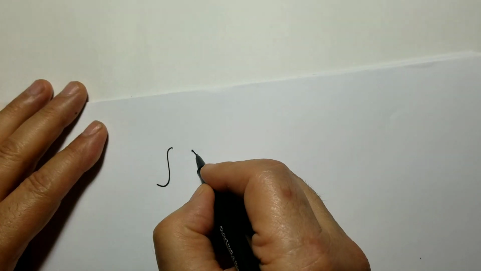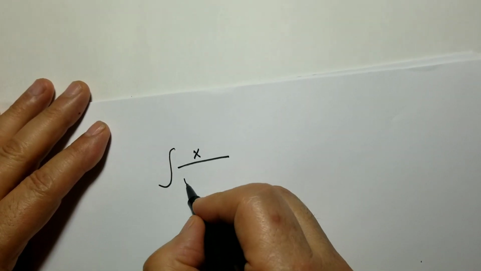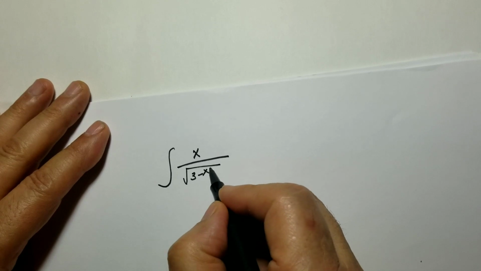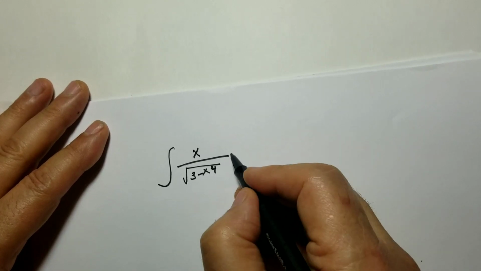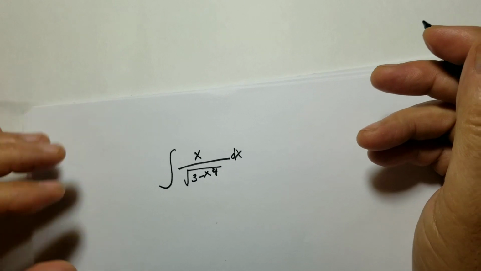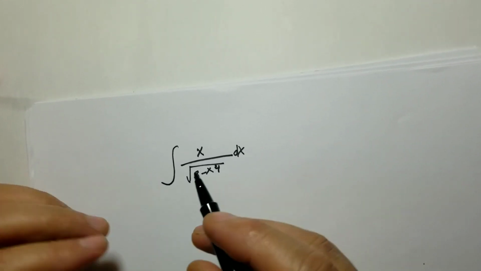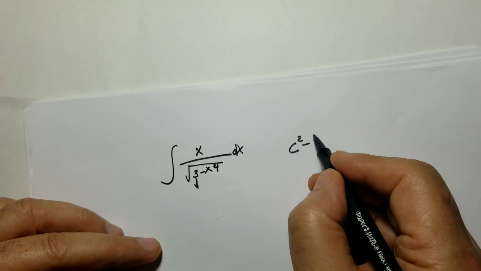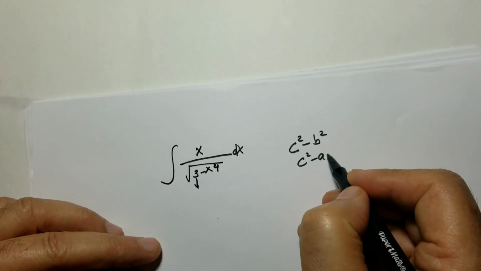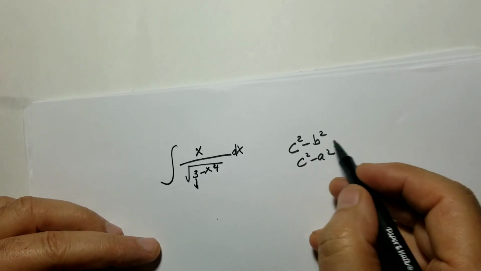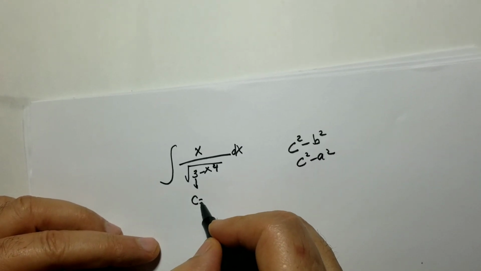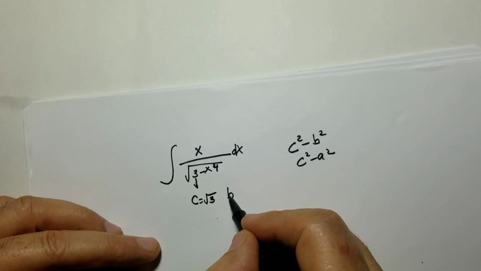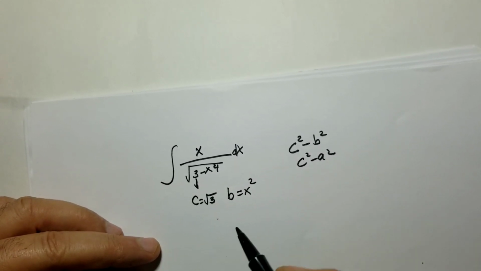Another problem that we have is the integral of x over the square root of 3 minus x to the power of 4 dx. That problem might be a little bit complicated, but I'm not scared of it because this is a negative. When it's a negative, you have either c squared minus b squared or c squared minus a squared. It doesn't matter if you call it a or b. Therefore, my c is the square root of 3, and my b or a is x squared.